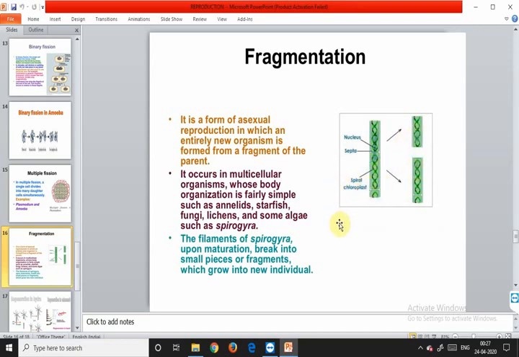It occurs in multicellular organisms also, whose body organization is fairly similar. It is not only restricted to the unicellular. In multicellular organisms it also occurs, but only in those having a very simple organization of cells. Those are the lower organisms: annelids, starfish, fungi, lichens, and some algae such as Spirogyra. This is an example of Spirogyra shown here. The filaments of Spirogyra, upon maturation, break into small pieces or fragments which grow into new individuals.